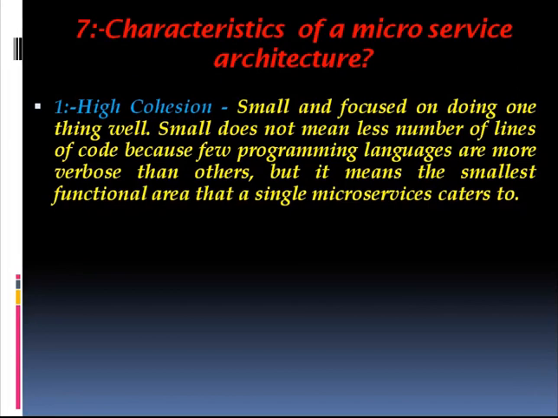Characteristics like high cohesion: small and focused on doing one thing well. Small does not mean a small number of lines of code, because some programming languages are more verbose than others, but it means the smallest functional area that a single microservice caters to. So each functional area has its own service.